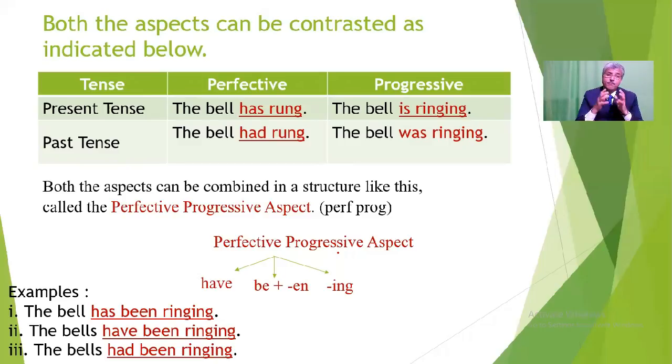For example, the bell has been ringing. Has been, perfective aspect, has been plus -ing. It is continuous. So it is an example of perfective progressive aspect. The bells have been ringing. In the third example, the bells had been ringing. Have been, has been, and had been plus ringing. So with these examples, I hope you understand the aspect of the verb phrase.